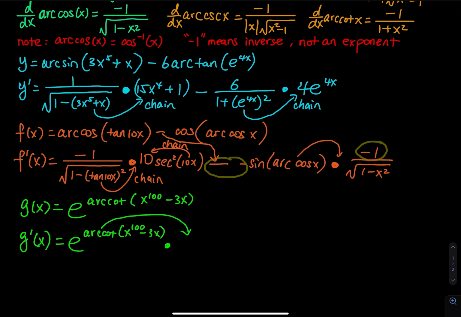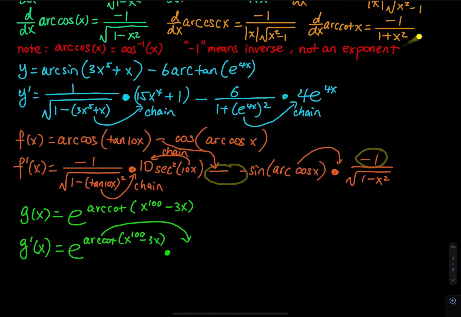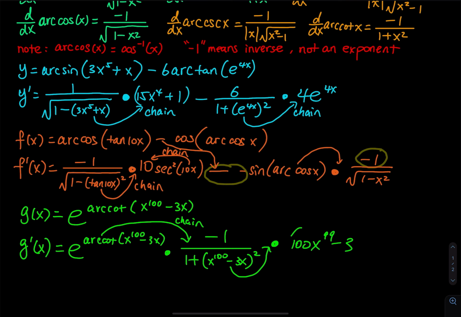The derivative of arc cotangent is right over here, so that is negative 1 divided by 1 plus x squared. So you write a negative 1 divided by 1 plus x squared. So you have 1 plus what is x? X is everything inside the parenthesis, which is x to the 100 power minus 3x, and this is by chain rule, and then the chain continues. You also need to take the derivative of that, so using chain rule, take the 100 down, x to the 99th power minus 3, and this is also by the chain rule.